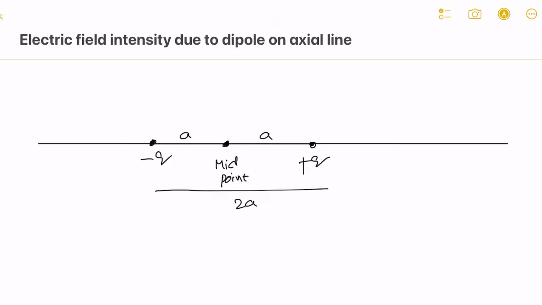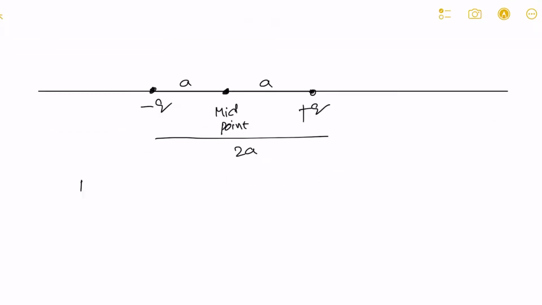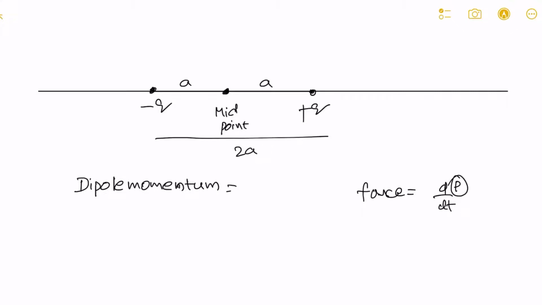To find the electric field intensity, we need to know about the dipole moment. We want to find the force, so we have to study the moment. Here also the dipole moment is needed to calculate the electrostatic force. Electrostatic force is nothing but here the electric field intensity. Electric field intensity is nothing but the electrostatic force applied on a unit positive charge at a distance.